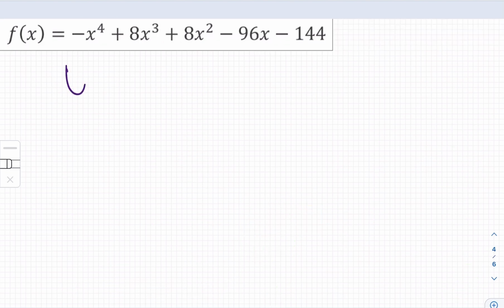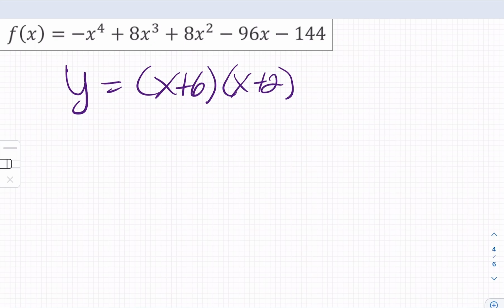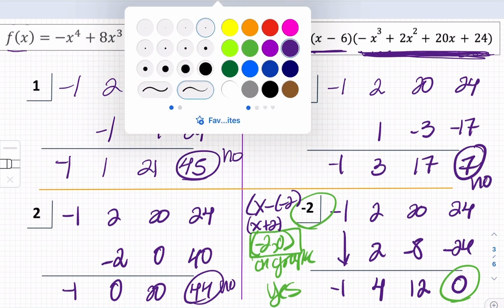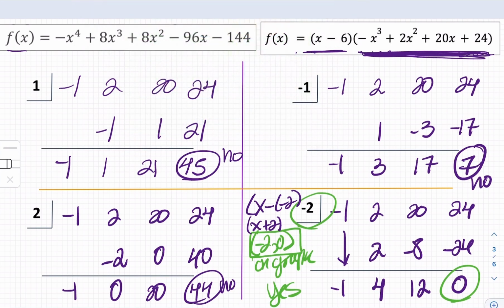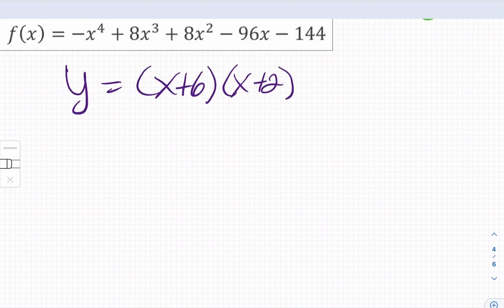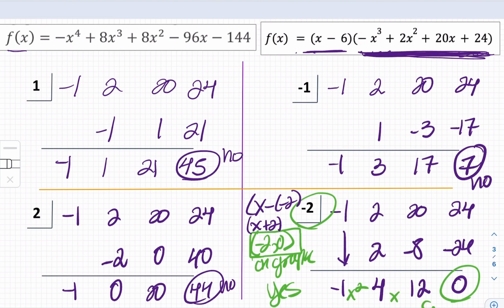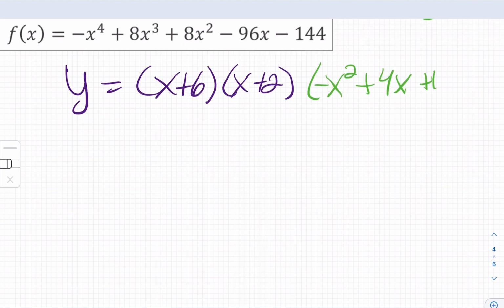Okay, so now we have this. Okay, and this right here, let's do it in a different color. This tells us our constant, our x, and our x squared. So then we have -x squared plus 4x plus 12. I'm just making sure I'm getting all my negatives in the right place.